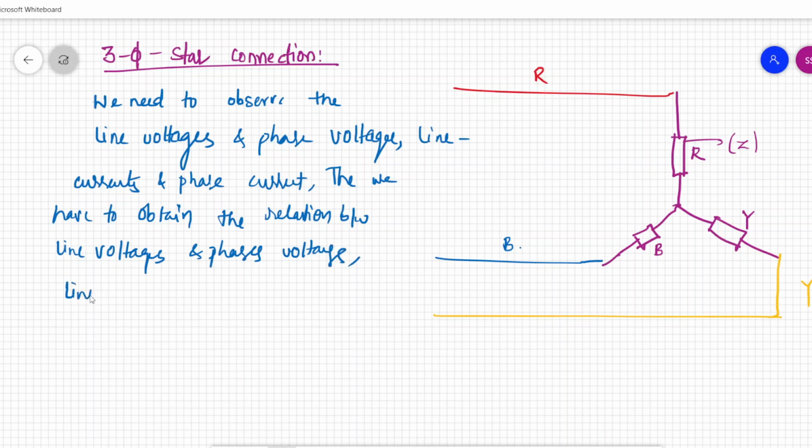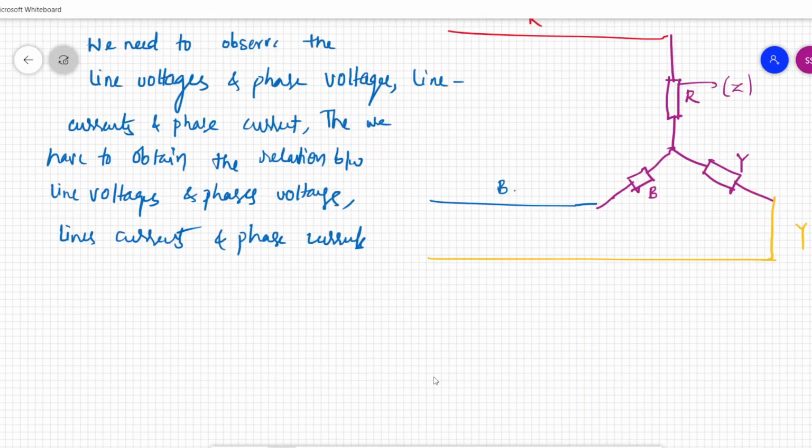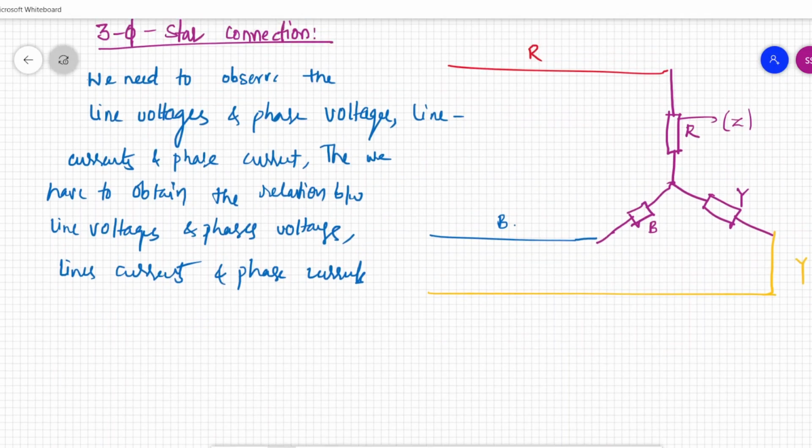Next, line currents and phase currents. Okay. Relation between line voltage and phase voltages. Relation between line currents and phase current. Okay. So here, what are line currents and what are phase currents?